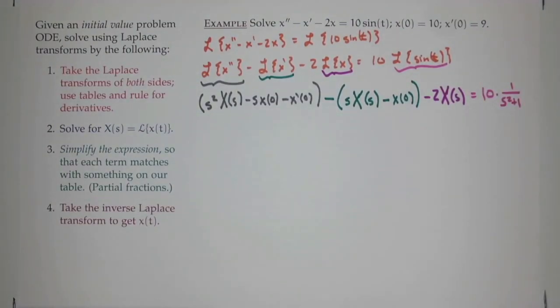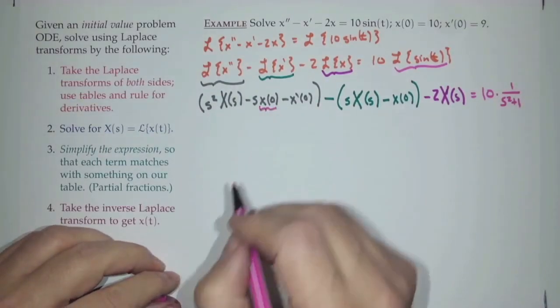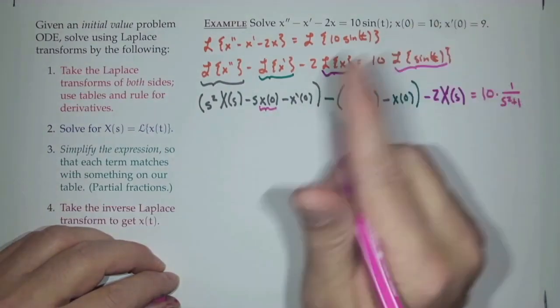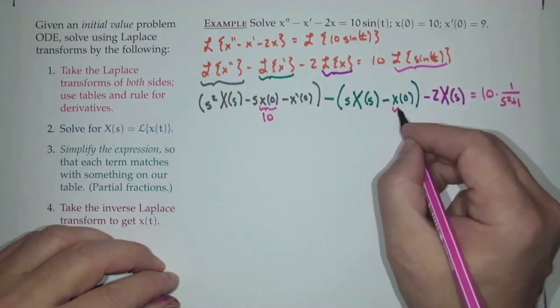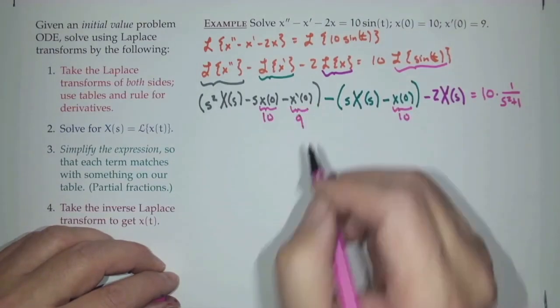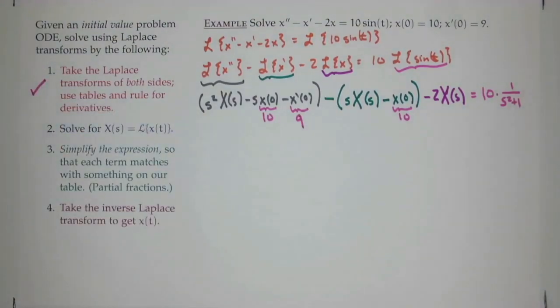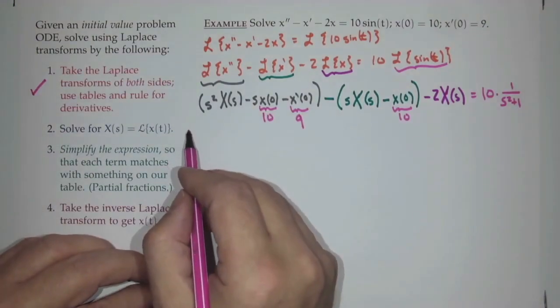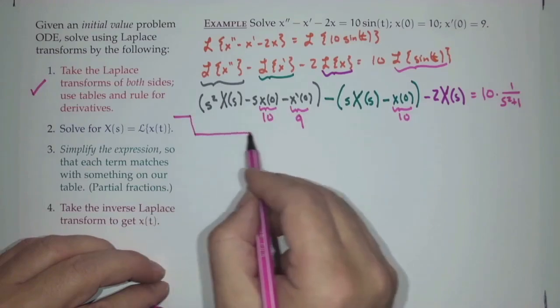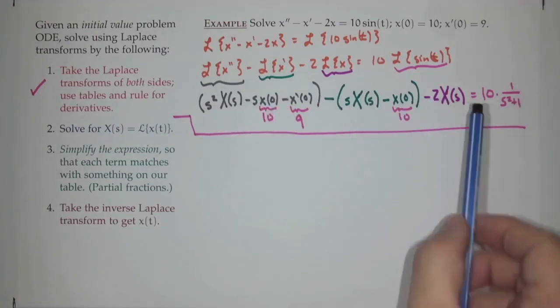Now, we're almost there. We should do a few things. What is x of 0? 10. We'll replace that. And what is x prime of 0? 9. Okay, at this point, we've successfully finished step 1. So step 1 is done. So now, we're into step 2. So for step 2, we need to get x of s by itself.